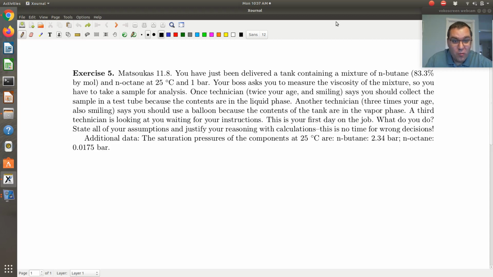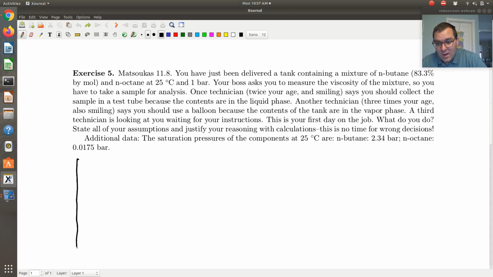Well, reading the problem, I have a mixture at 25 degrees C and 1 bar, and we're provided with the vapor pressure of each component. The first thing that goes off in my head is, let me try and sketch a PXY, where temperature is constant, so a PXY phase diagram at 25 degrees C. Then I'll see if I can use that as a guide to determine if I'm in the liquid region, vapor region, or two-phase. So I'm going to start with the sketch of my PXY.